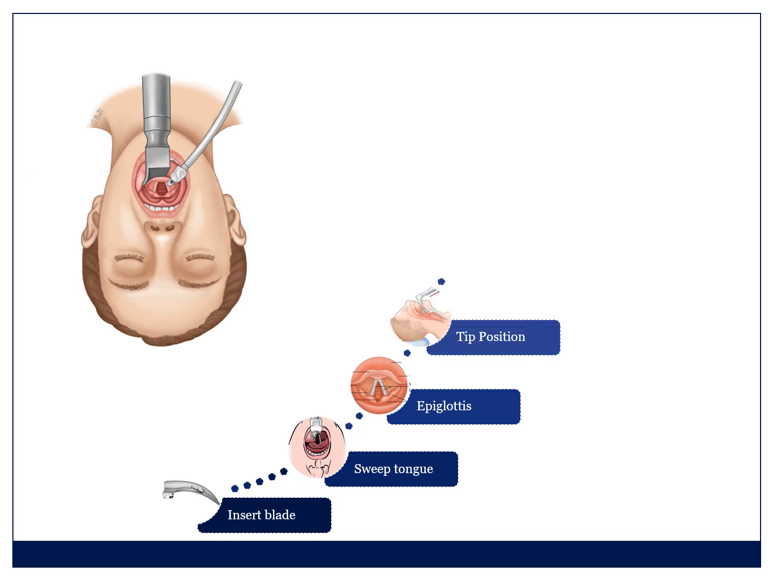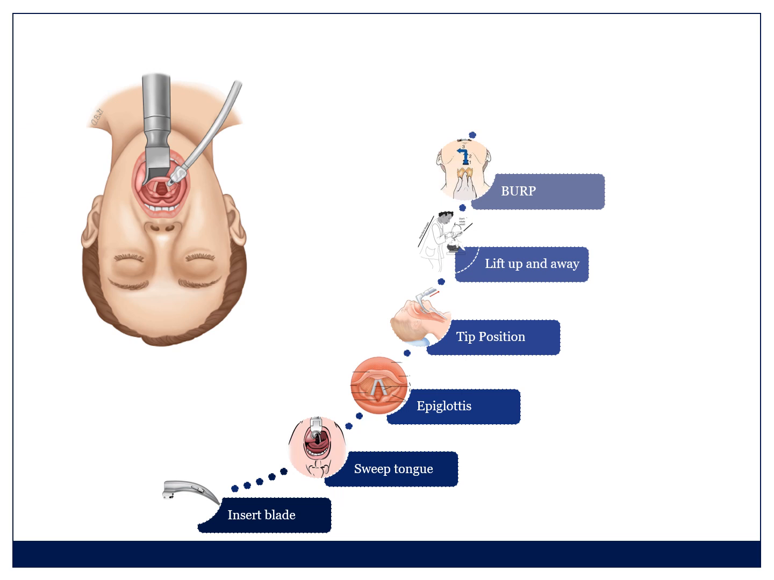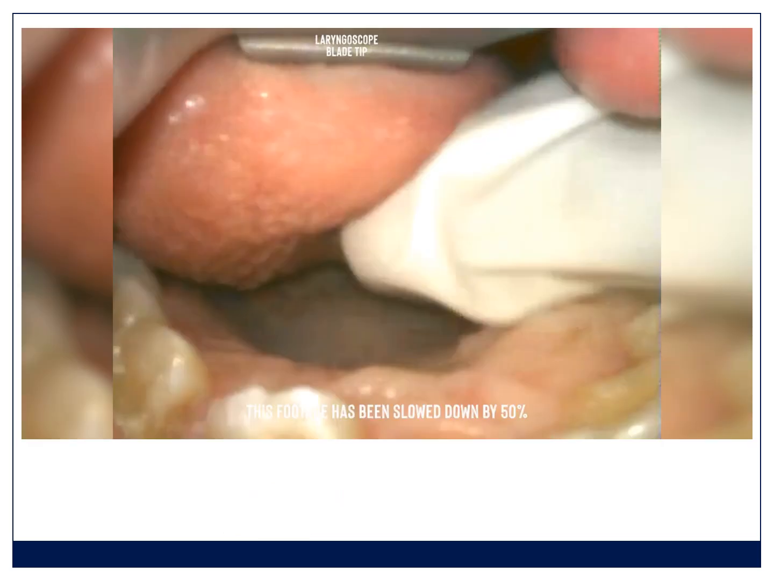The tip position you must establish before you earn the right to lift your laryngoscope up and away. Then you lift up and away, you add a burp maneuver if your vision isn't good, and you watch the tube go through the cords. If you lose sight of the cords when you're intubating, it means you don't actually know if the tube went through the vocal cords. So you must watch it through.